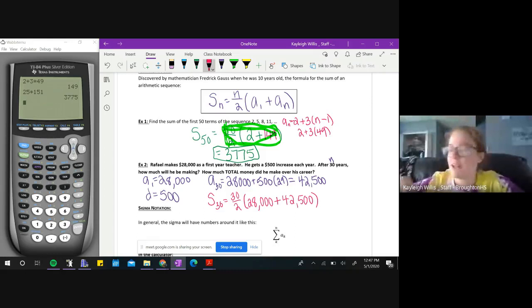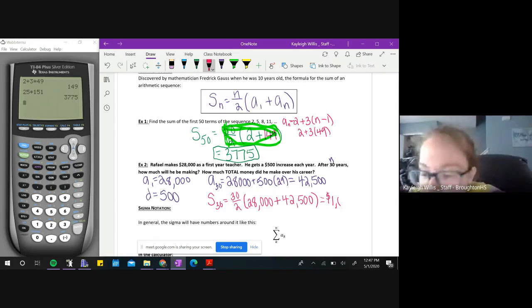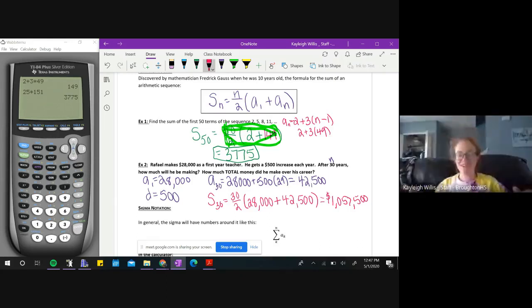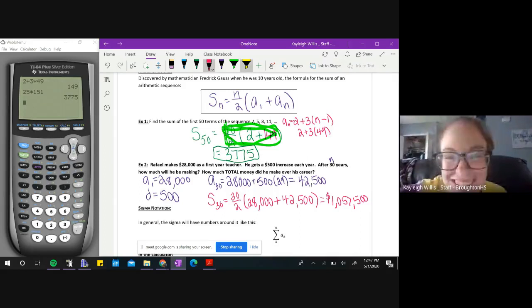42,500. I'm going to type that in, and guess what? I already have the answer. So after 30 years, he's only made a total of $1,057,000. Hey, he's a millionaire. But after 30 years, barely $1 million. This is a sad, sad story that's real.